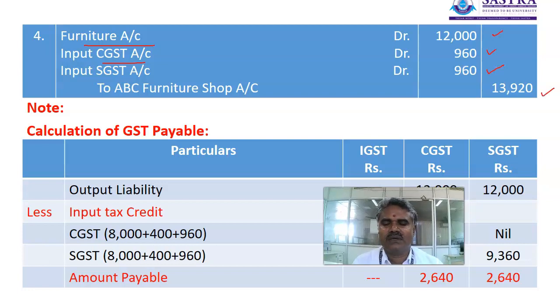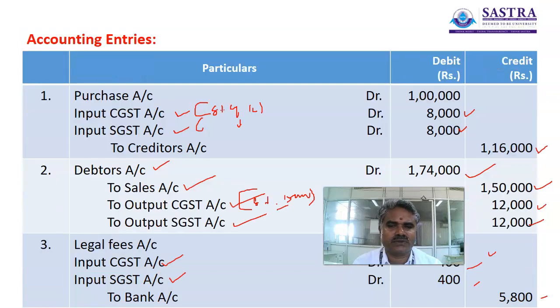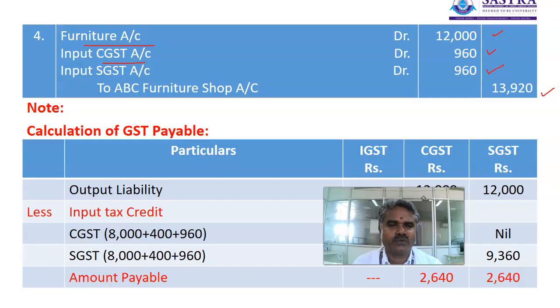Now you have to calculate GST payable. This is output tax. You see, this is input, this is output, this is input. Here also input. You add all the input and all the output and write here. So output tax liability, no output tax in IGST. He has output tax in CGST, 12,000, SGST 12,000.